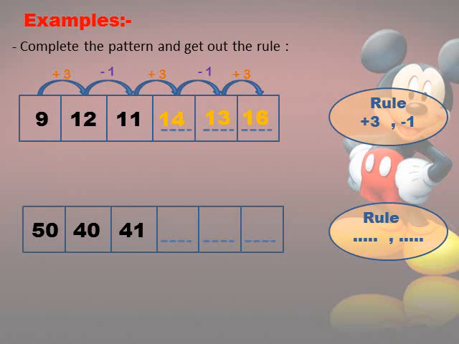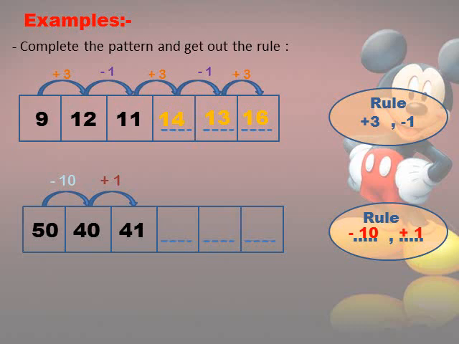So 50 and 40 and 41. I have to put two rules here. Let's start from the 50. From 50 to 40, getting smaller, moving backwards. How many steps? Yes, minus 10. Super. Then I look at 40, then it becomes 41, means moving forward. How many steps? 1 step. That means plus 1. So 40 plus 1 equals 41. Okay, so my rule here is going to be what? Minus 10 and plus 1.